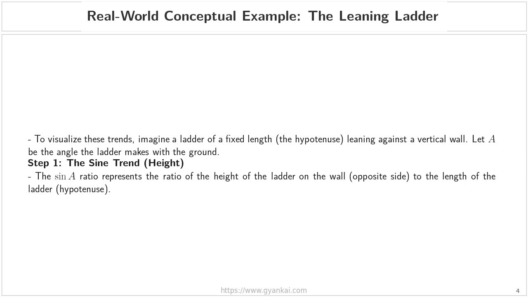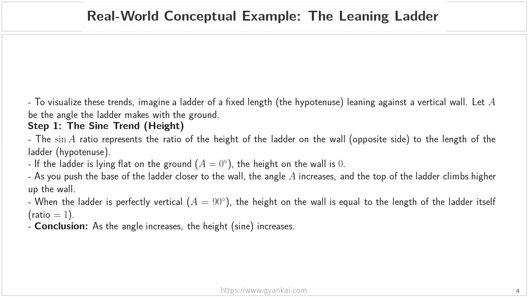Let's look at step 1 to understand the sine trend, specifically focusing on the height. Remember, the sine of angle A is the ratio of the height of the ladder on the wall, which is our opposite side, to the total length of the ladder, our hypotenuse. Picture this: if the ladder is lying completely flat on the ground, the angle A is 0 degrees. In this position, the height of the ladder on the wall is obviously 0.